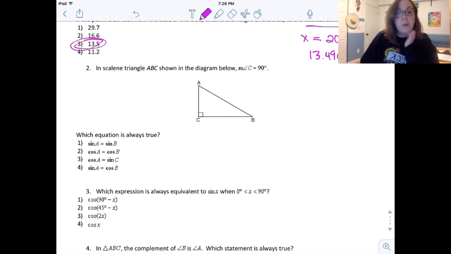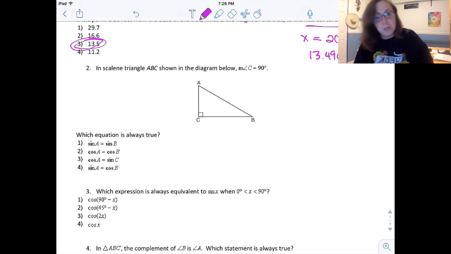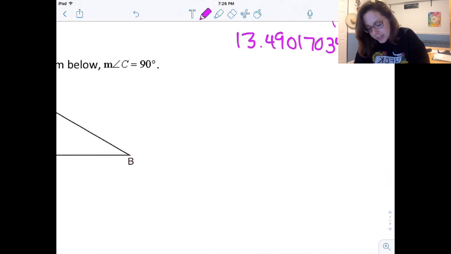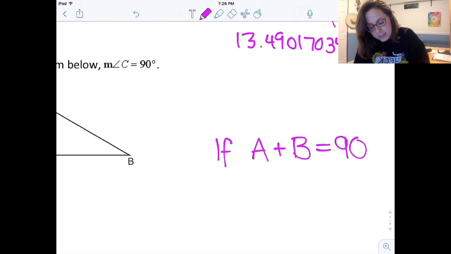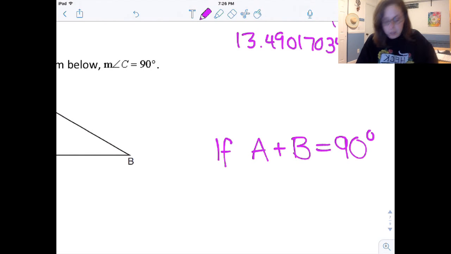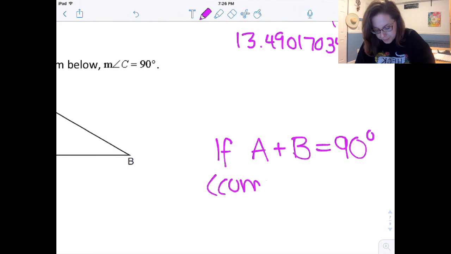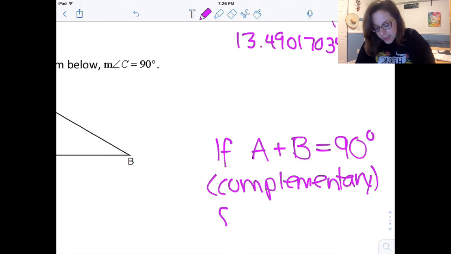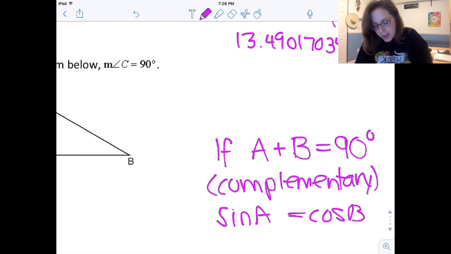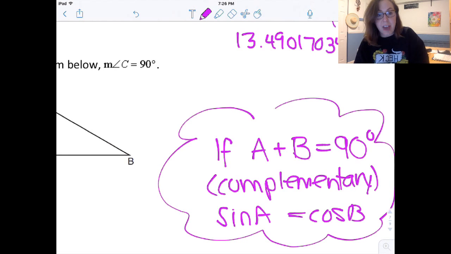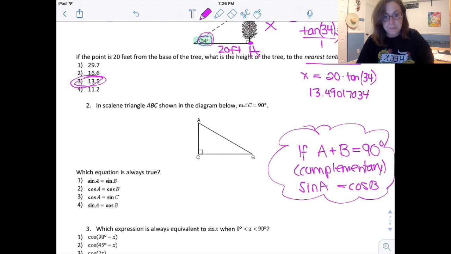Okay, an important fact to remember, and this will definitely show up on your Regents. If A plus B equals 90 degrees, so if the angles are complementary, then sine of A equals cosine of B. I guarantee that you will see that on your Regents, okay?